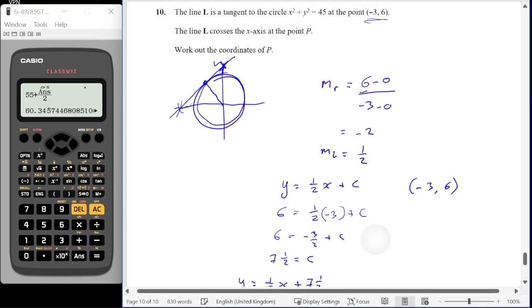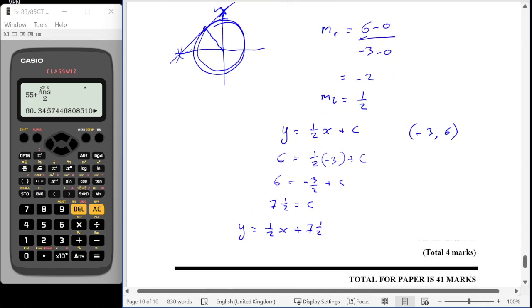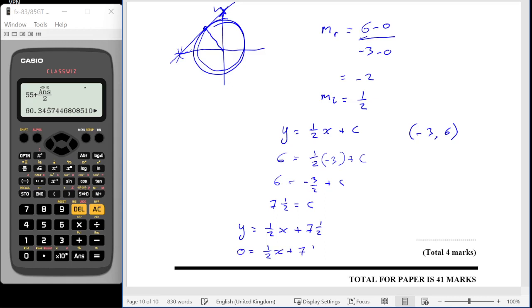So we want the point where it crosses the x-axis. So where it crosses the x-axis is when y is equal to 0. So that means that 0 is equal to a half x plus 7.5, which would be 15 over 2. So if I double them both, that means that 0 is equal to x plus 15. So x would be equal to minus 15, meaning my coordinate is going to be minus 15, 0. Okay, and then that is the paper.